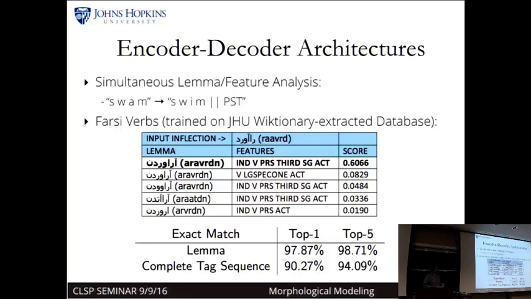If we do some kind of analysis of performance, at least on Farsi, it works really well. The lemmatization is correct a lot of the time, even for the first choice of the network. And the complete tag sequence is correct a lot of the time as well, just the first choice of the feature vector.